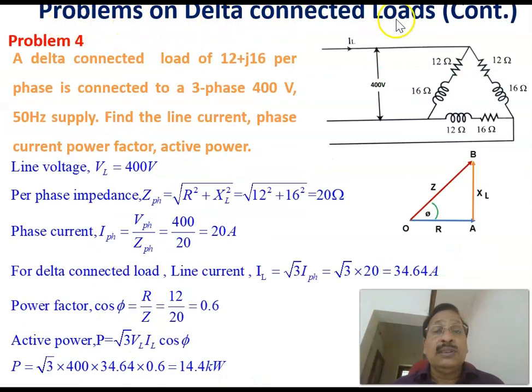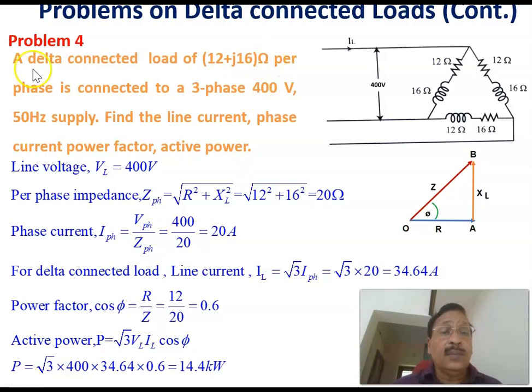Now let us see another problem on delta connected load. Delta connected load has been shown here. A delta connected load of 12 plus j16 ohm per phase is connected to a 3-phase 400 volt 50 hertz supply. Find the line current, phase current, power factor, and active power. The load is delta connected, with 12 ohm resistance and 16 ohm inductive reactance. You are asked to find the line current, phase current, power factor and active power.